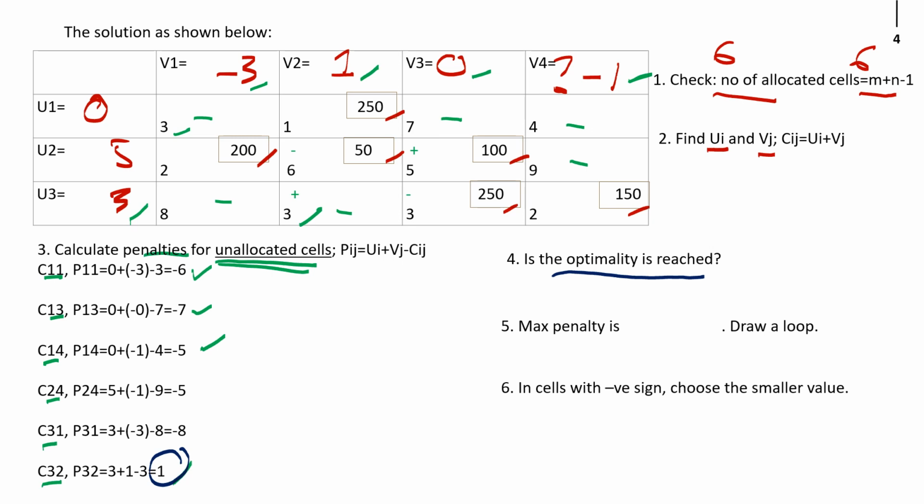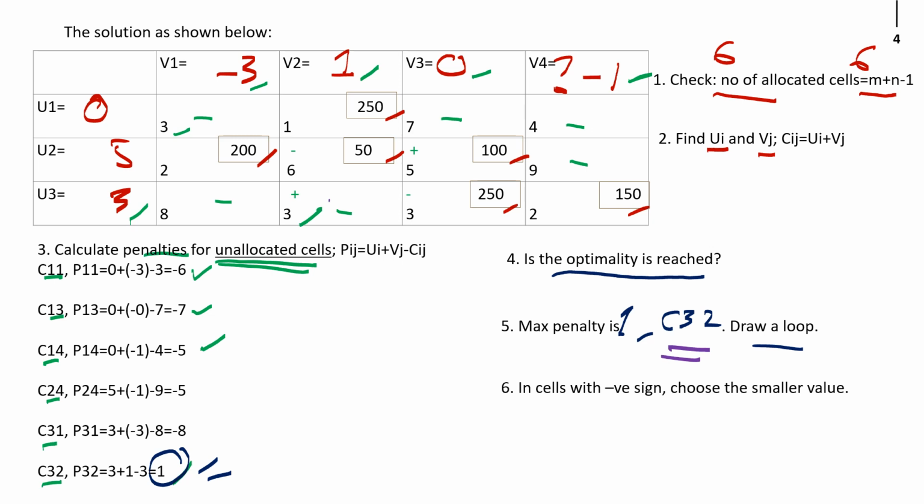And then we need to determine which is the maximum penalty. Of course, C32 is our maximum penalty, 1 at cell 32. Then we draw a loop here. Okay, we draw a loop. We refer to the C32 cell, row 3, column 2. We draw a loop here.